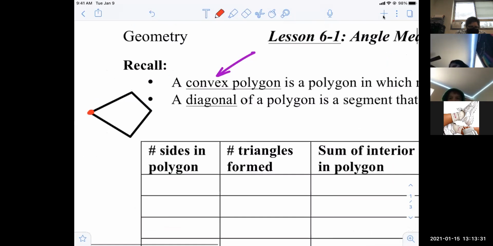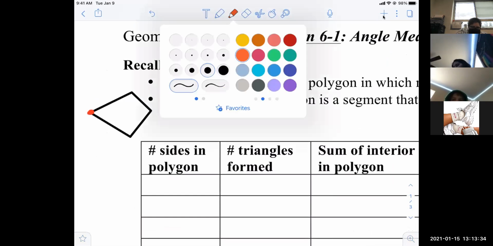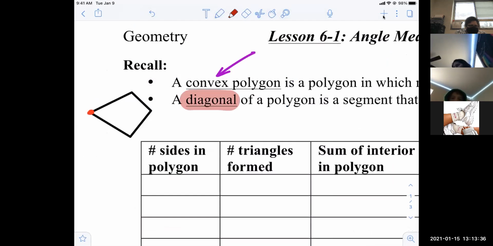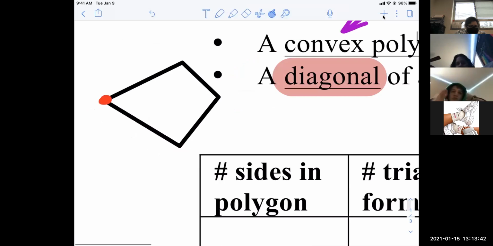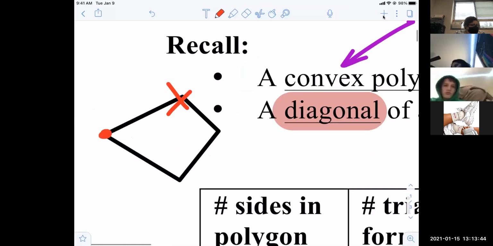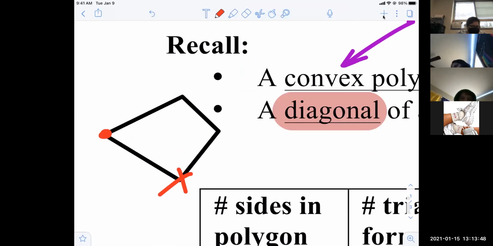Okay, so in this picture, how many vertices are non-consecutive? That means it's not already touching. Just one, right? Can't use this one because it's already connected with the vertex that I marked. Can't use this one, it's already connected. There's only one non-consecutive vertex. When you connect those, that's called a diagonal.